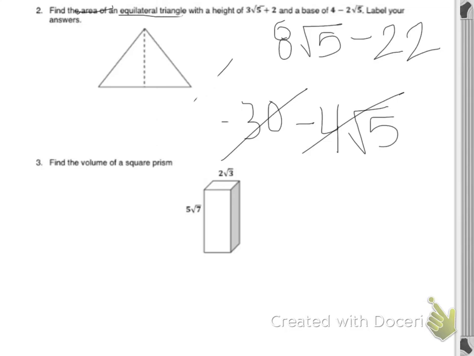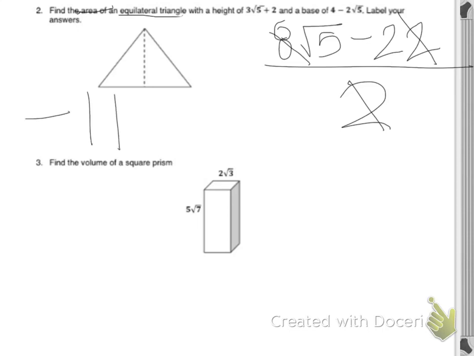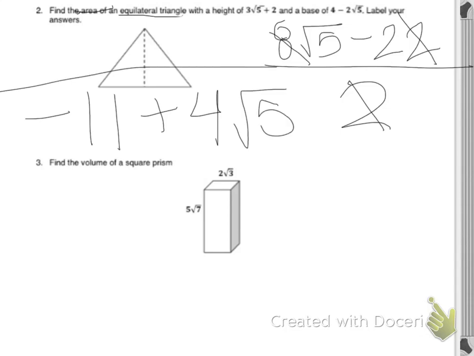So now you're going to divide this by 2, and you're going to get... this reduces to 4 and this reduces to 11. So it'll be negative 11 plus 4 square root of 5. That would be your final answer for the area of this triangle.